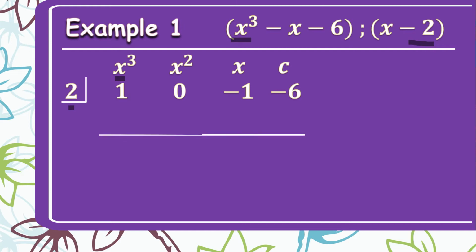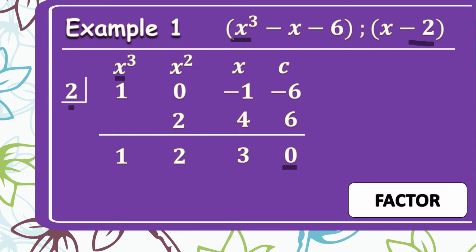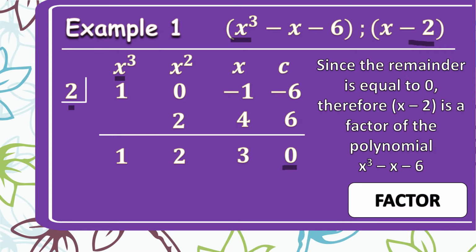So, ngayon, let's proceed to the synthetic division. So, bring down muna natin yung 1. So, 1 times 2 is equal to 2. 0 plus 2 is equal to 2. 2 times 2 is equal to 4. Negative 1 plus 4 is equal to 3. 3 times 2 is equal to 6. Then, negative 6 plus 6 is equal to 0. Since ang naging dulo natin or naging remainder natin is 0, therefore, it is a factor.